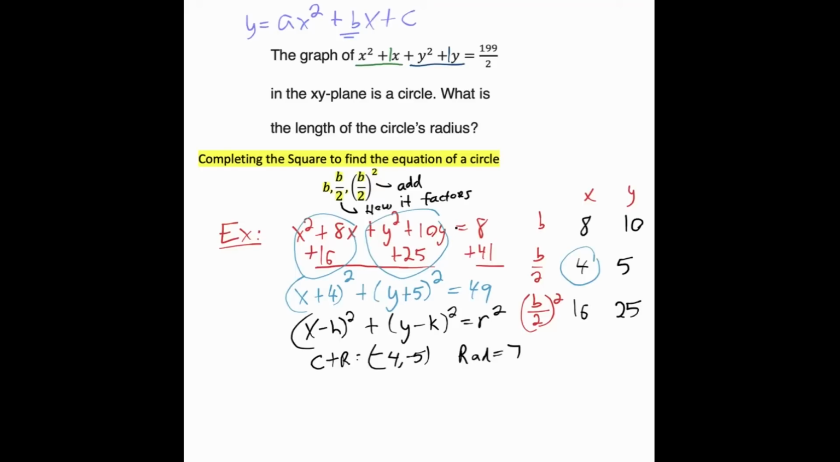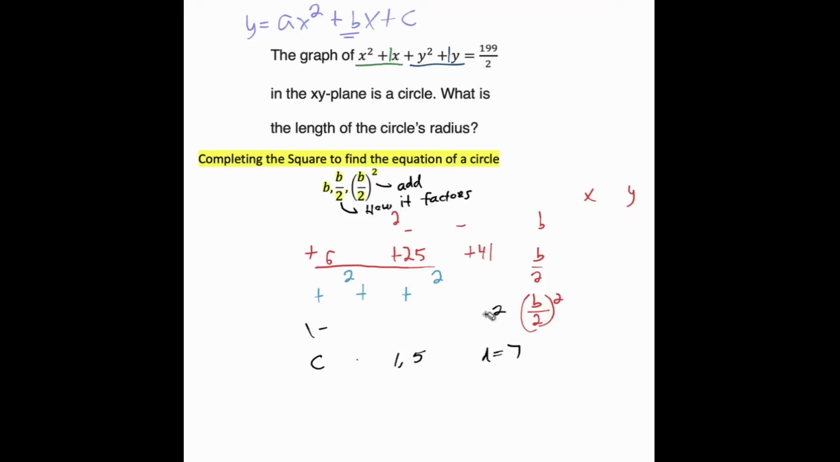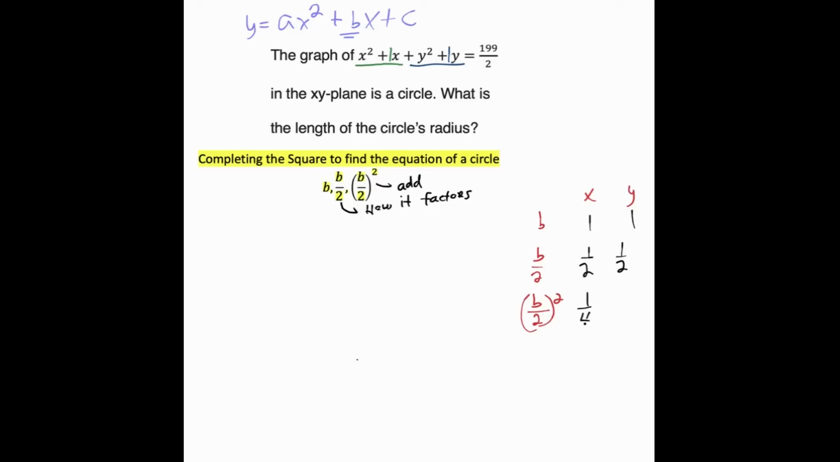So that's our example. And let's see if we can shrink this. Actually, let's just delete this. And we'll go ahead and apply it now to this question. So in our question, the b's are both 1 for x and for y. Divide them both by 2, and you get 1/2. Square those both. 1/2 squared is 1/4. So we're going to add 1/4 to both sides.